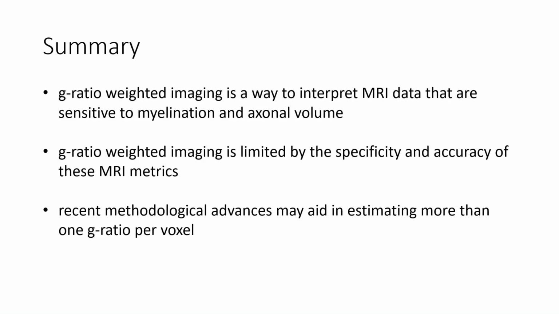And with that, I'll conclude that G-ratio weighted imaging is a way to interpret MRI data that are sensitive to both myelination and axonal volume. But G-ratio weighted imaging is limited by the specificity and accuracy of these metrics. And we have recent methodological advances that may aid in estimating more than one G-ratio per voxel.